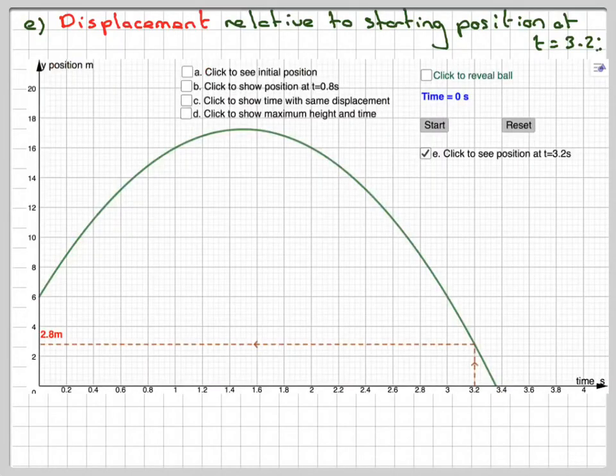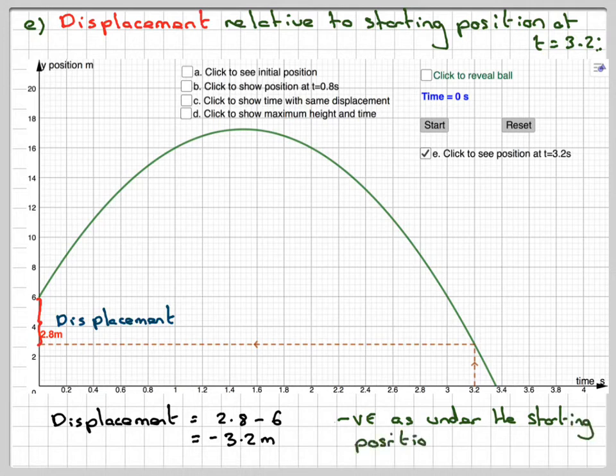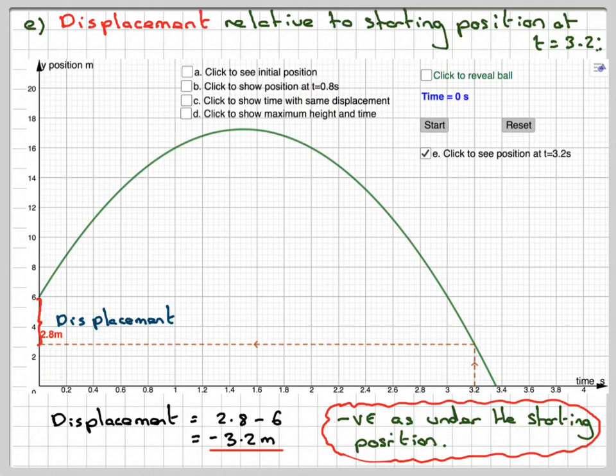But that just gives me the position at 3.2. I want the displacement. The displacement is now under the starting position, so I have to do 2.8 minus 6, which gives me minus 3.2 meters. It's negative because it's under the starting position, and that's considered to be the 0 for displacement.